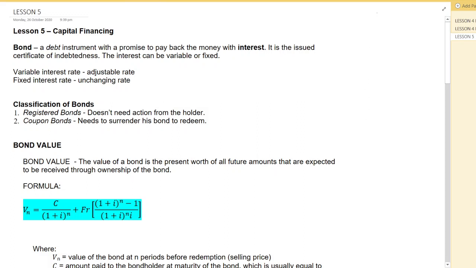We are done with the discussion on different methods of depreciation. Now we move on to lesson 5, which is capital financing. So we have there included the bonds already.